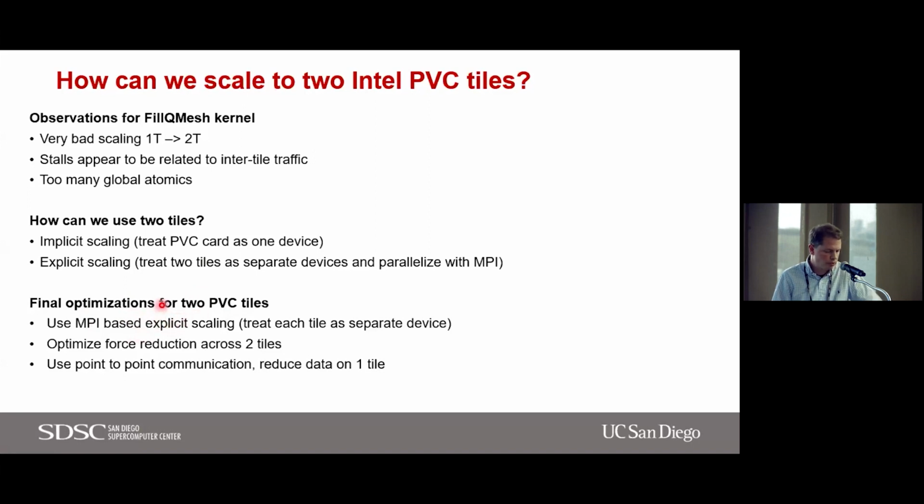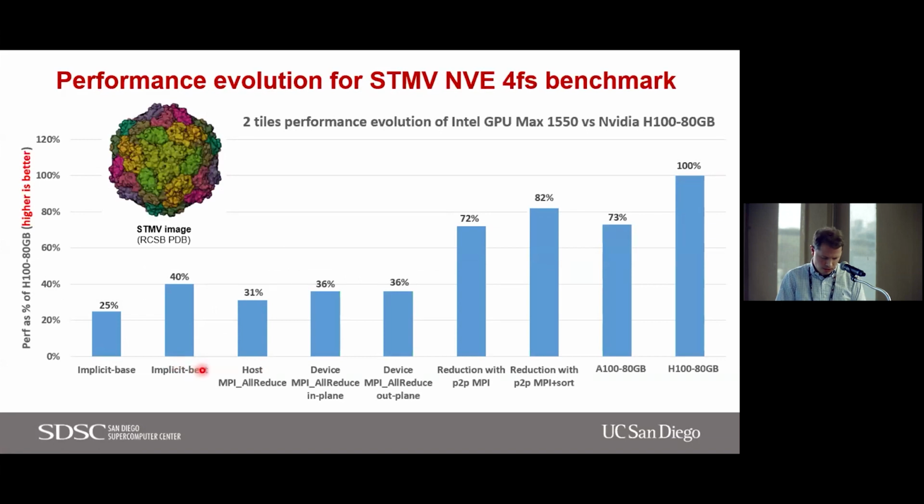What we do is optimize the force reduction across 2 tiles when we compute the forces with a point-to-point communication, instead of doing some reduction algorithms that lead to a lot of traffic. We just send the data, reduce on 1 tile, and send the results that we need on the other tile back to the other threads. And a similar thing.